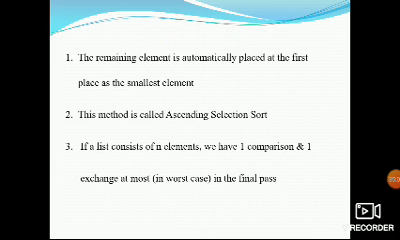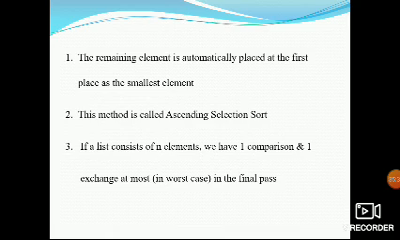The remaining elements, the remaining element is automatically placed at the first place as the smallest one. In the first place we have to keep the smallest one. It is automatic. This method is called what? The example I took is in ascending order, from the smallest to the biggest number, small to bigger. So that's why this method is called ascending selection sort.